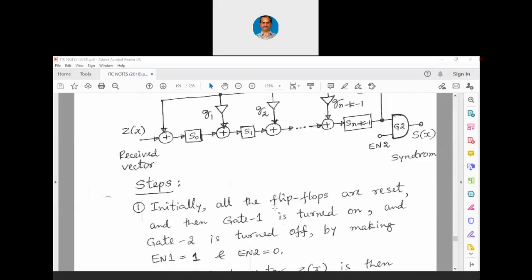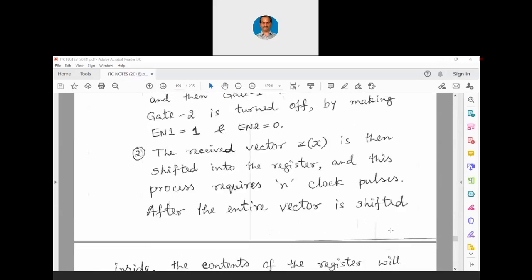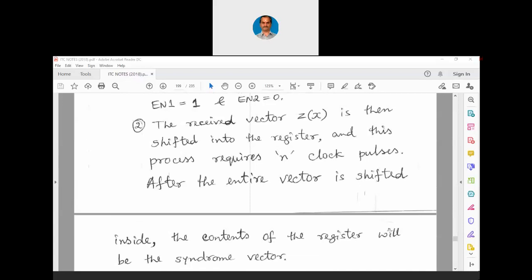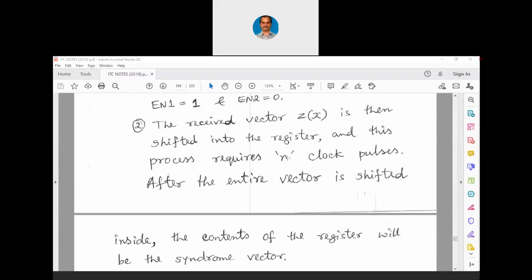So initially all the flip-flops are reset, and then gate 1 is turned on and gate 2 is turned off by making enable 1 equals 1 and enable 2 equals 0. Now the second step is the received vector z of x is then shifted into the register. As it is a serial communication, one by one the received bits are coming into the hardware, and this process requires n clock pulses.